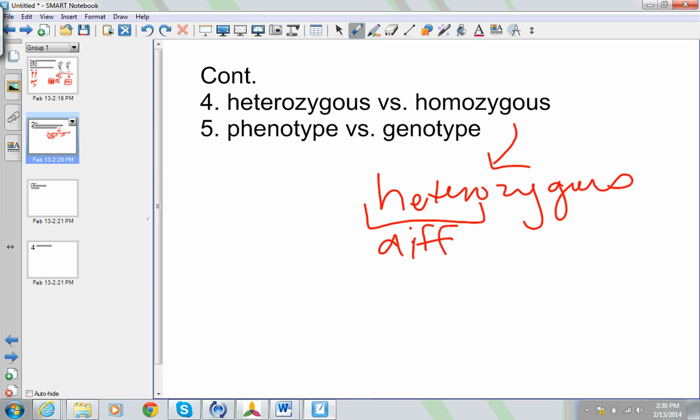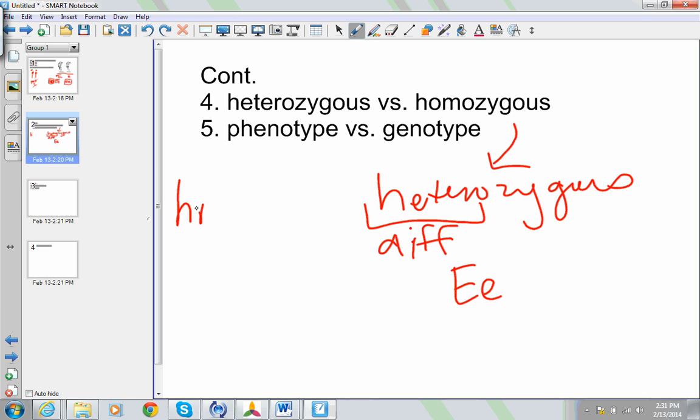Okay, and what this means is that the alleles that you receive are going to be different from each other, which means that you're going to receive one dominant and one recessive. So if that organism has one dominant allele for that trait and one recessive allele for that trait, then we would call that heterozygous. They got a dominant one and they got a recessive one. So the two alleles that they have for that trait are different.